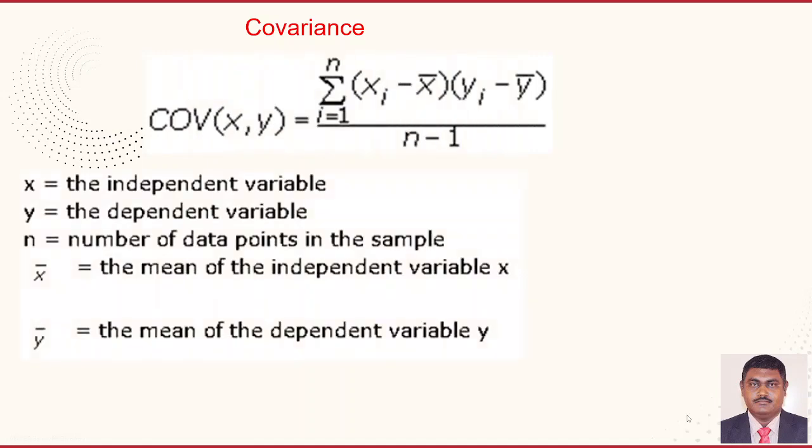Here x is the independent variable and y is the dependent variable, n is the number of data points in the sample, x bar is the mean of the independent variable x, and y bar is the mean of the dependent variable y. You can determine x bar and y bar using these formulas. X bar is equal to sigma i equals 1 to n xi divided by n, and y bar is equal to sigma i equals 1 to n yi divided by n.